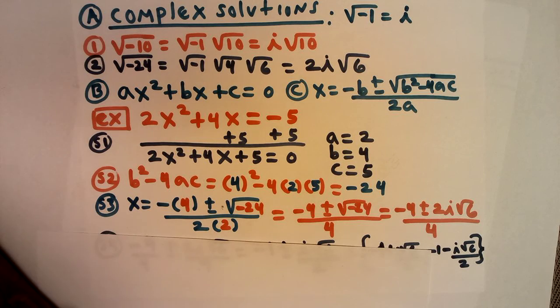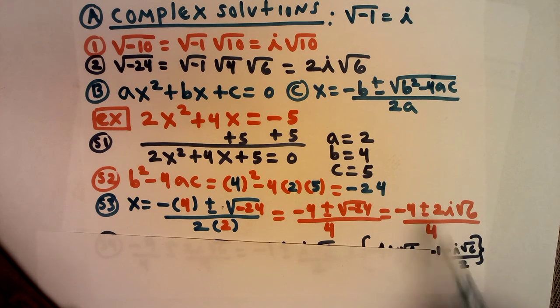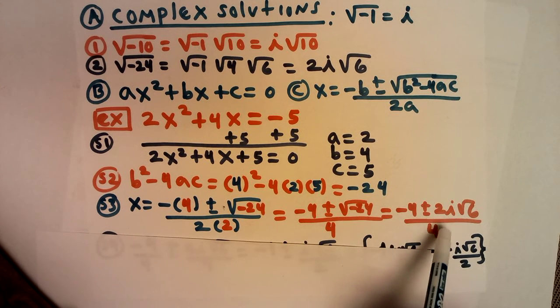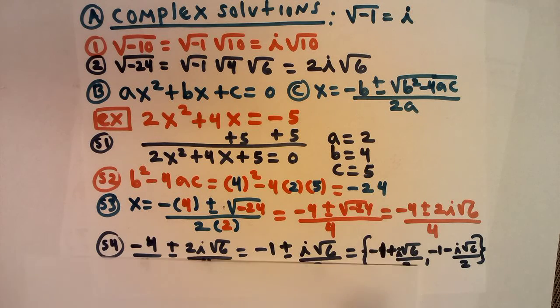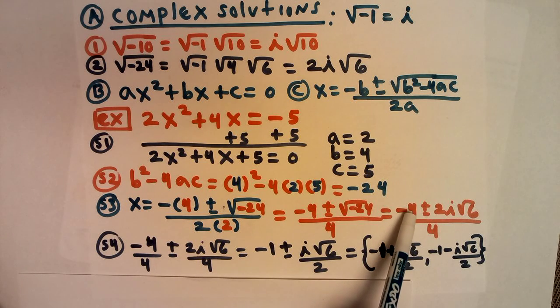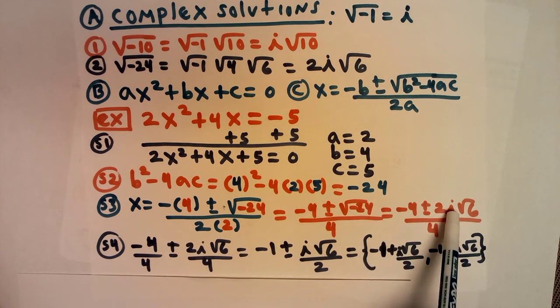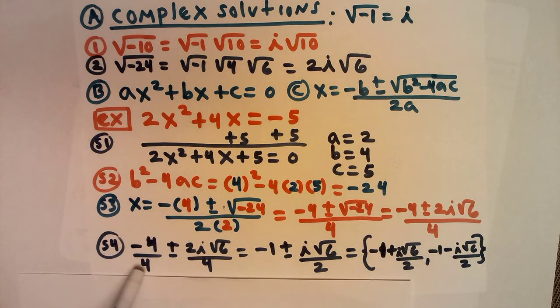Once you do that, more likely you're going to end up having a relationship with what you're taking out in the denominator. So clearly here you see that there's a relationship with 4 and 2. But the best way to see it is for you to divide each numerator by the denominator. So like that you don't get confused. In this case, you're going to say negative 4 divided by 4 plus and minus 2i radical 6 divided by 4. And now this is an easy one. Negative 4 divided by 4 is negative 1.